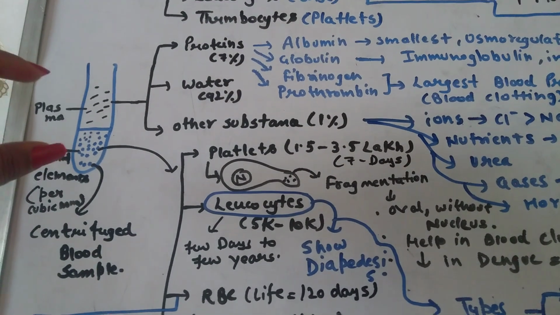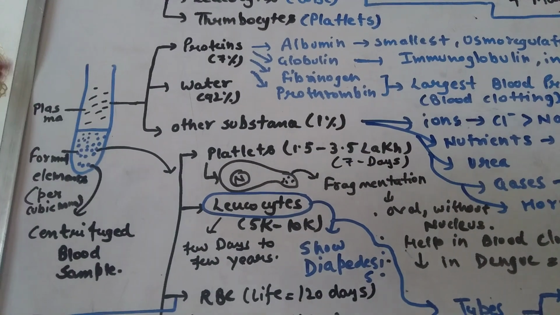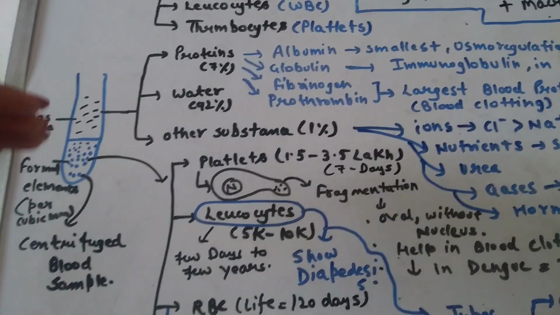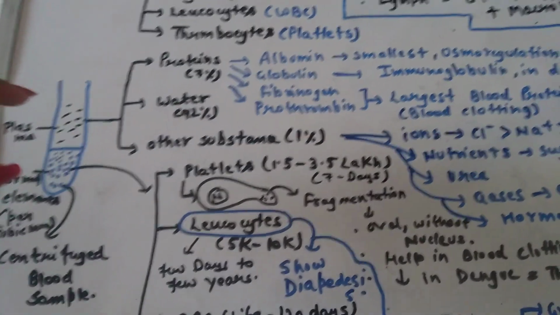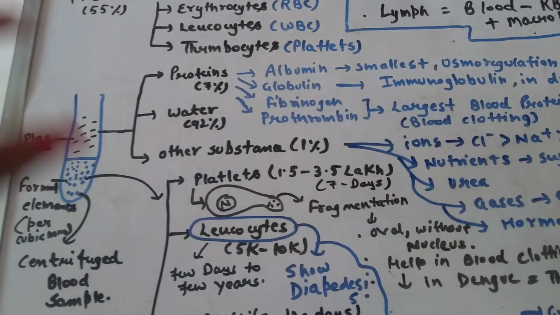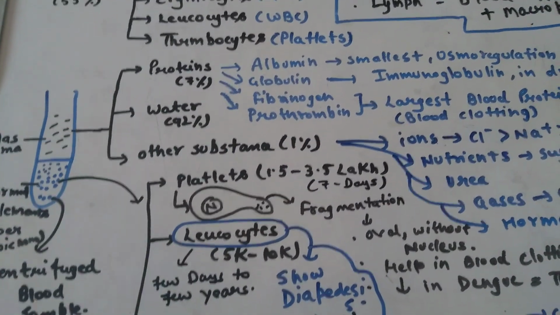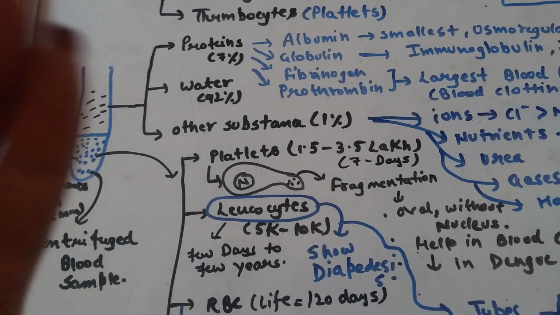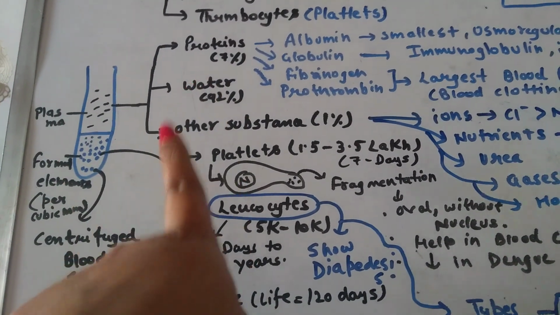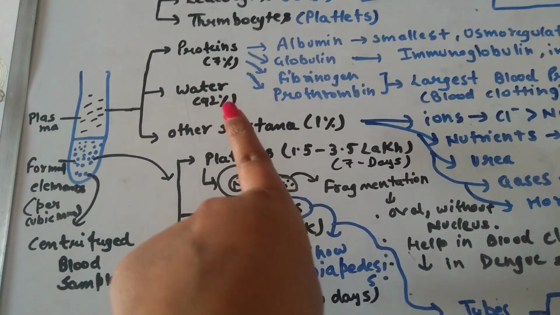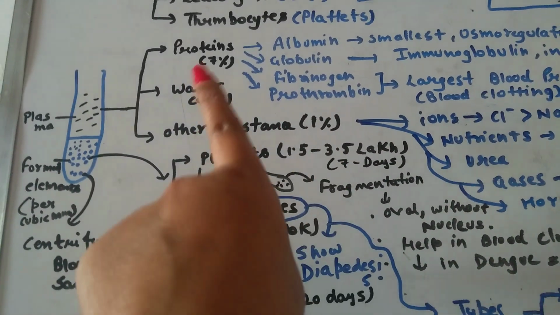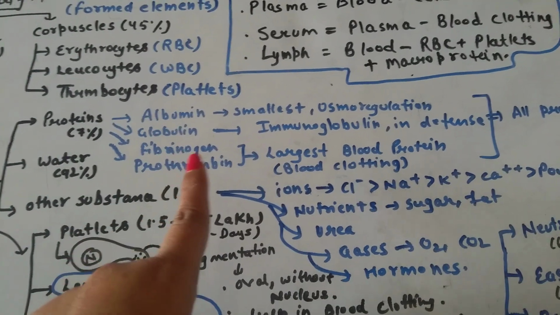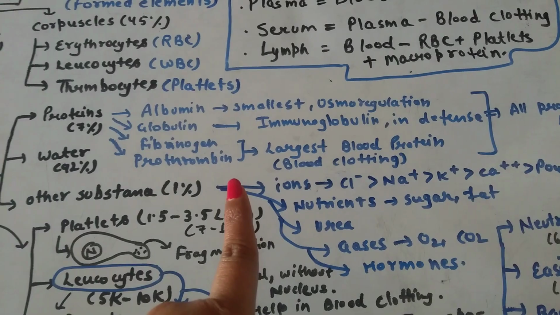After centrifugation there are two layers, one is your plasma and the other is your formed element. Plasma is present in the upper portion and formed elements in the lower portion. Plasma is further divided into components. The components of plasma consist of three parts: one is proteins, the second is water, and the third is other substances. Protein further consists of four types of proteins: albumin, globulin, fibrinogen, and prothrombin.